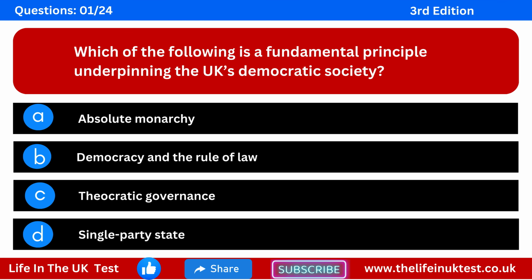Underpinning the UK's democratic society? Option A, absolute monarchy. Option B, democracy and the rule of law. Option C, theocratic governance. Option D, single-party state.